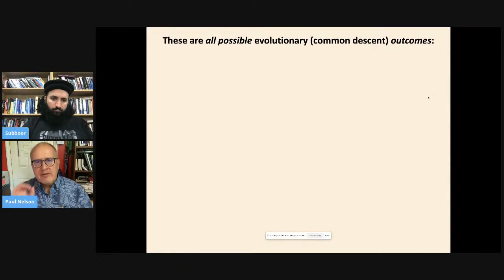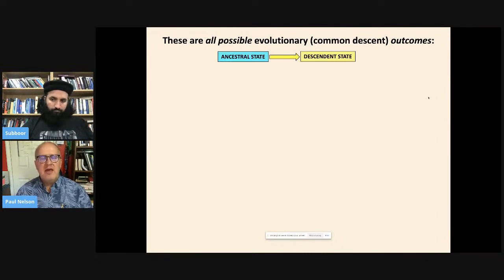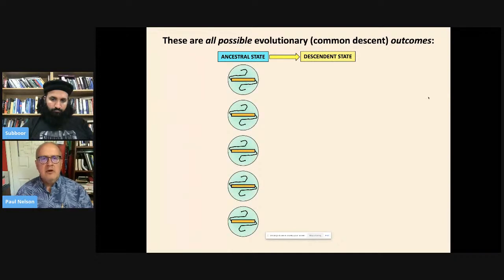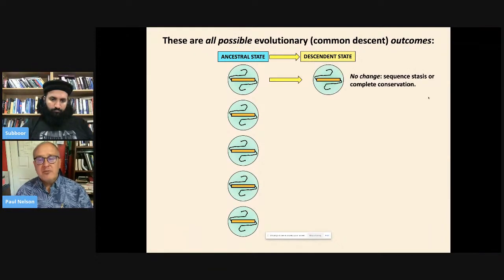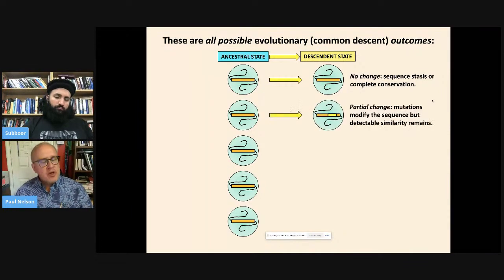Okay, I'm going to give you now all possible evolutionary outcomes for that particular gene. So we have an ancestral state and a descendant state. Here are the cells. It's possible that there will be no change at all, that the sequence will be completely conserved from one generation to the next. Maybe it's under such stringent selective surveillance or control that the gene cannot vary. Its protein product is essential, so no variation. Or we could have partial change.